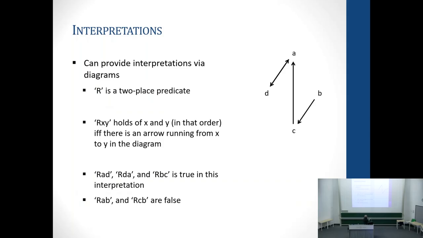Importantly, RAB in this interpretation is false because there is no arrow that starts at A and points to B. So it's just a visual representation of the ordered pairs that are in the extension of relation R. And another point: since they're directed arrows, note RCB is false on this interpretation because there's no arrow that starts at C and points to B.